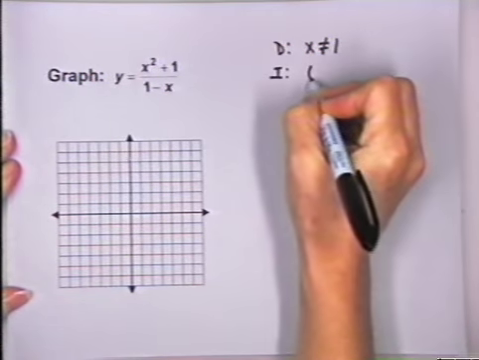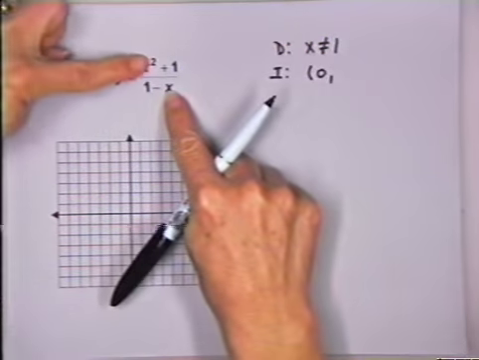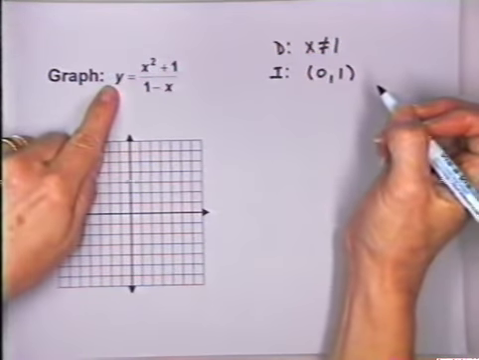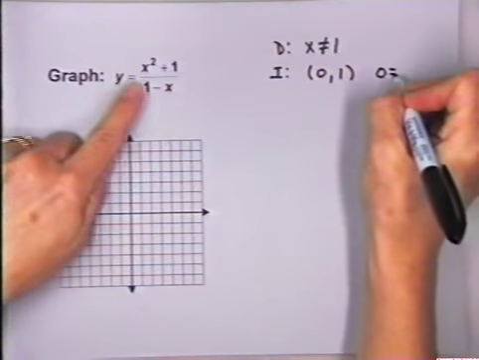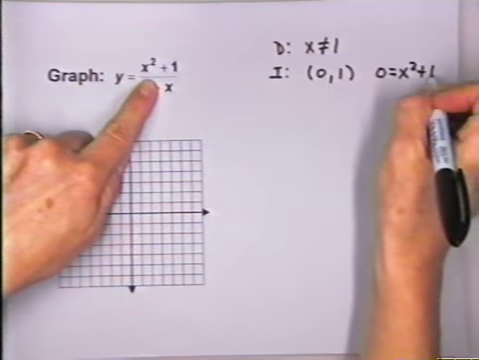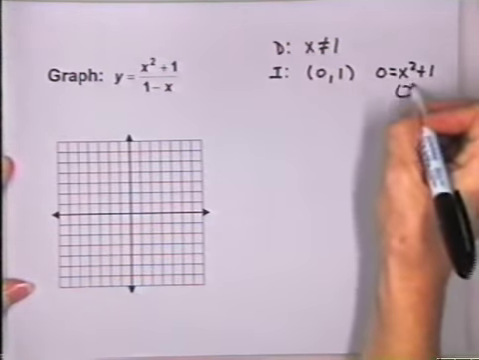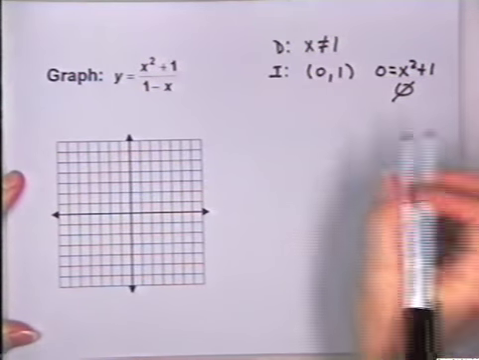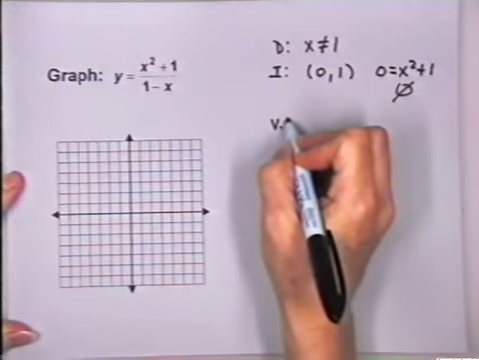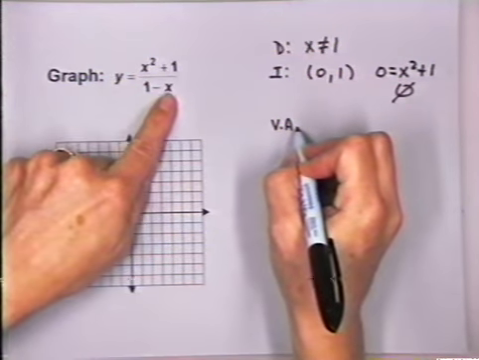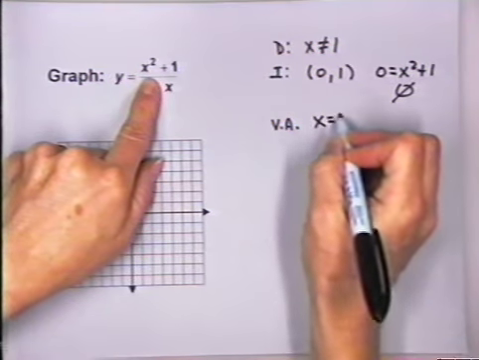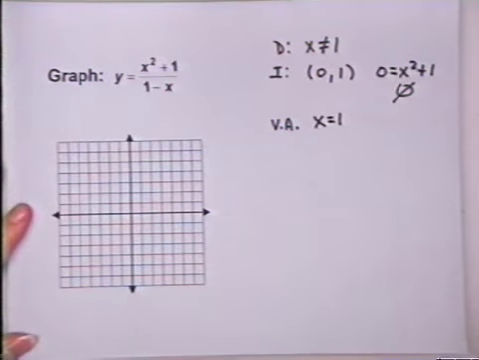Intercepts, if x is 0, then I have 1 over 1. Okay. Can I have y equals 0? Can 0 equal this numerator, x squared plus 1? There's no solution there, is there? So, cannot have y equals 0. Do I have a vertical asymptote at x equals 1? 1 makes the denominator 0, but it does not make the numerator 0, so x equals 1 is a vertical asymptote.